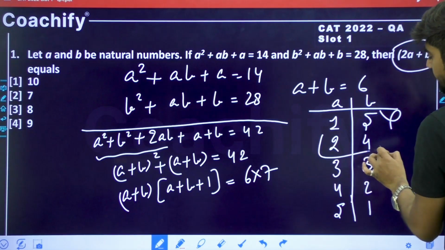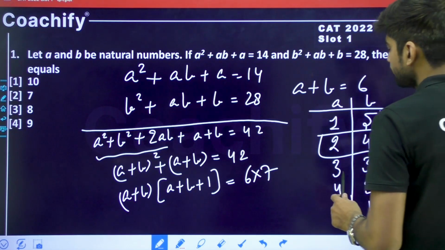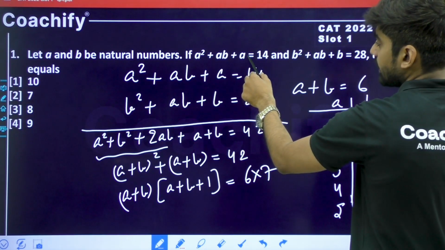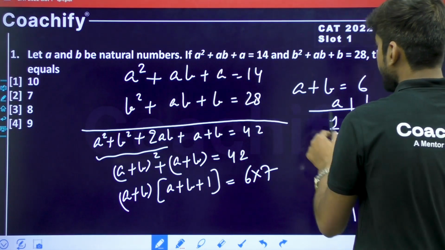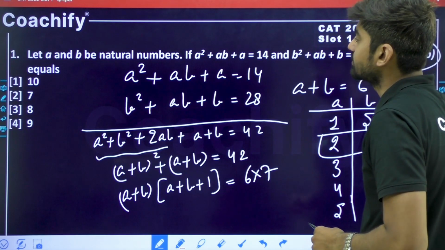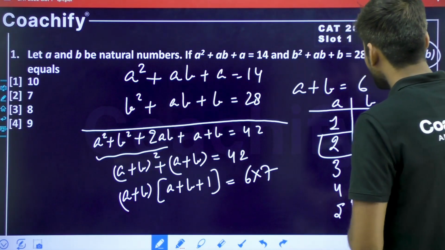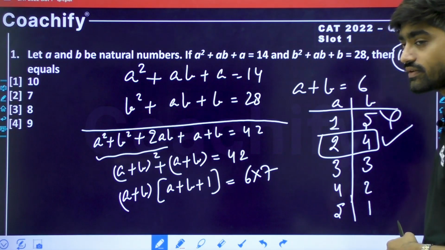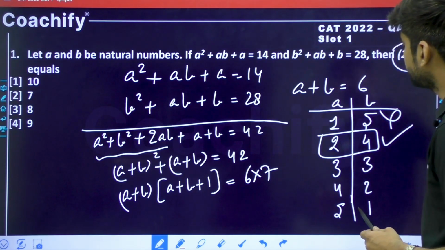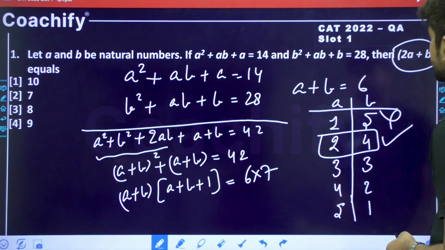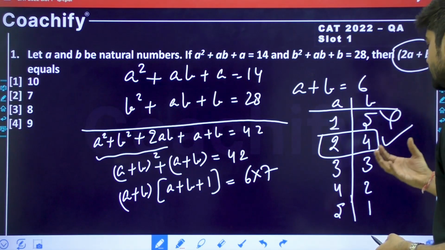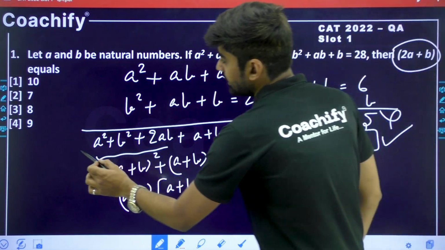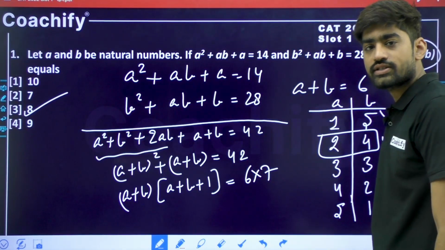Now let's go for the second case, which is 2 and 4. If we take the value of A as 2, this becomes 4. This is again 2. 4 plus 2 becomes 6, and A into B will be nothing but 8. So 8 plus 6 becomes 14, which makes this case absolutely correct. So from this, I got the value of A as 2 and the value of B as 4. Now my correct answer should be 2 times A plus B, which is 2 times 2, that is 4, plus 4, which is nothing but 8. So this was the first question.